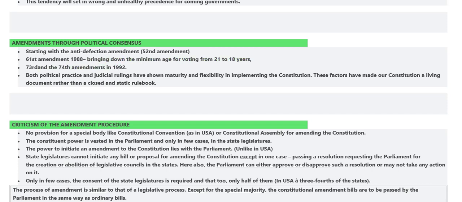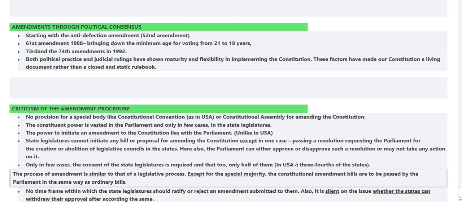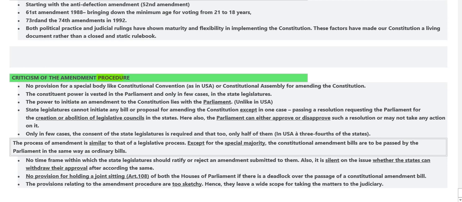Amendments through political consensus. Starting with the Anti-Defection Amendment, 52nd Amendment. 61st Amendment 1988 bringing down the minimum age for voting from 21 to 18 years. 73rd and 74th Amendments in 1992. Both political practice and judicial rulings have shown maturity and flexibility in implementing the Constitution. These factors have made our Constitution a living document rather than a closed and static rulebook.